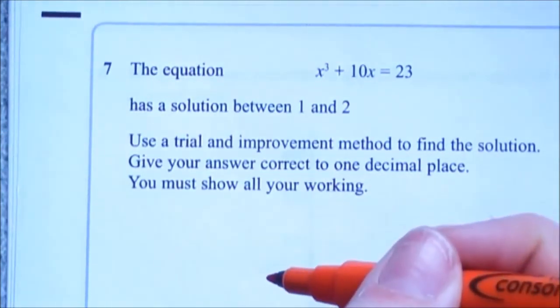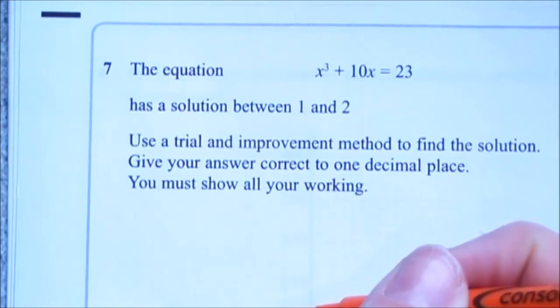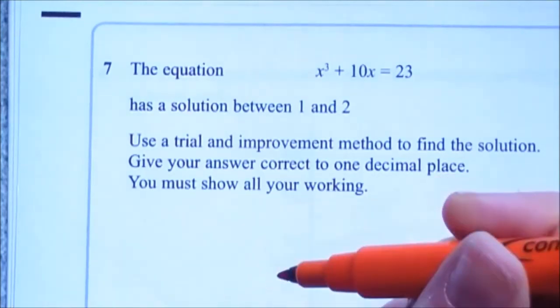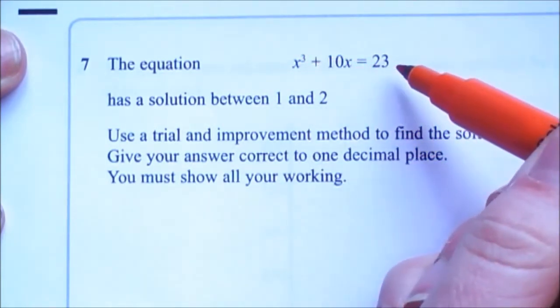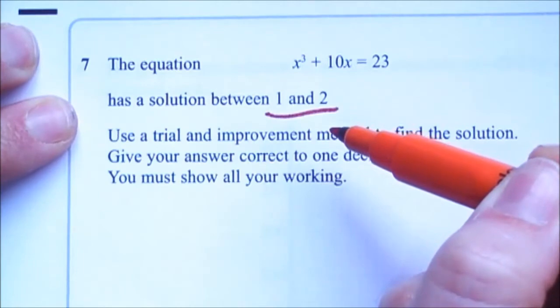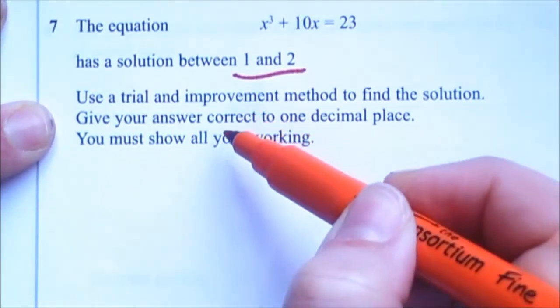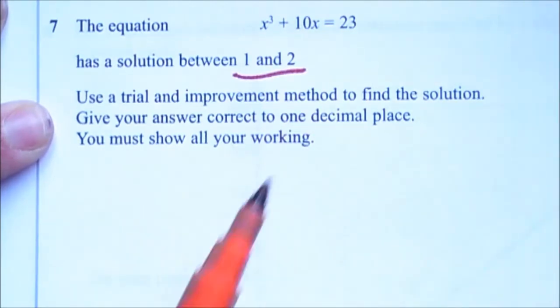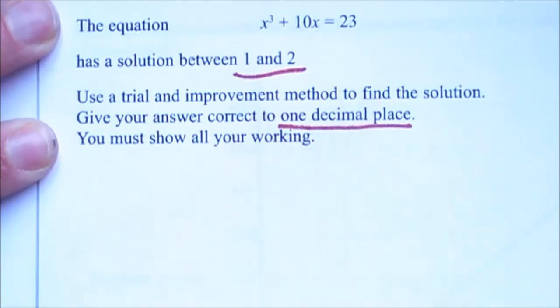Question 7 is a trial and improvement question. So you have to be very specific about the method that you use when setting one of these out, and you have to include an evaluation whenever you do it. So the equation x cubed plus 10x equals 23 has a solution between 1 and 2. They're telling you the solution is between 1 and 2. Use a trial and improvement method to find the solution. Give your answer correct to 1 decimal place. You must show all of your work in.